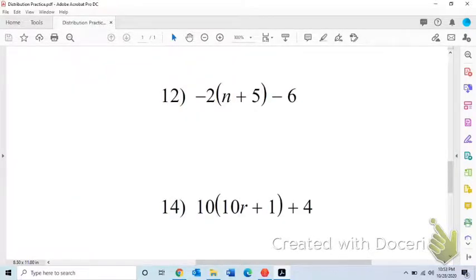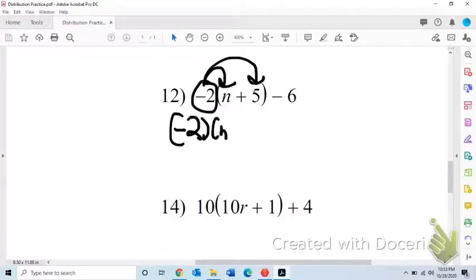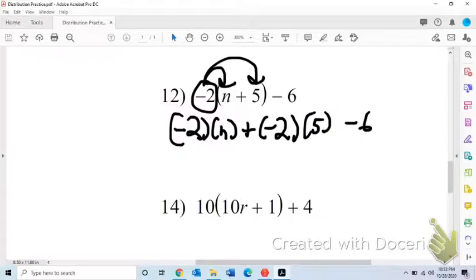Okay, 12, I want to do 2 of each kind, which is good for you guys because it about cuts the number that you have to do in half. So we're going to take that negative 2 and we're going to distribute it. And that's going to give us negative 2 times n plus negative 2 times 5. And then we bring down that negative 6.